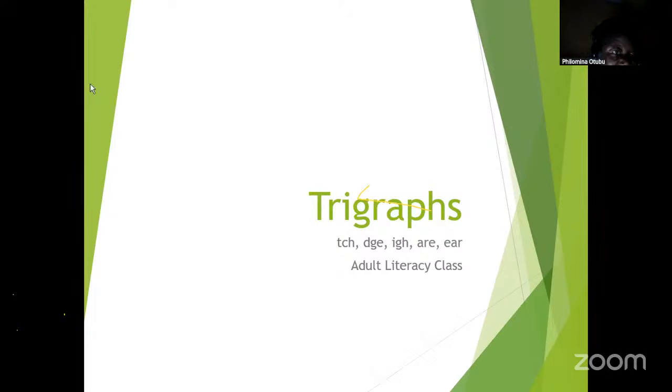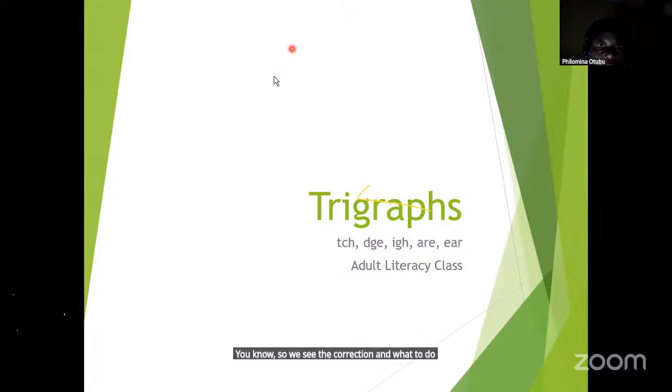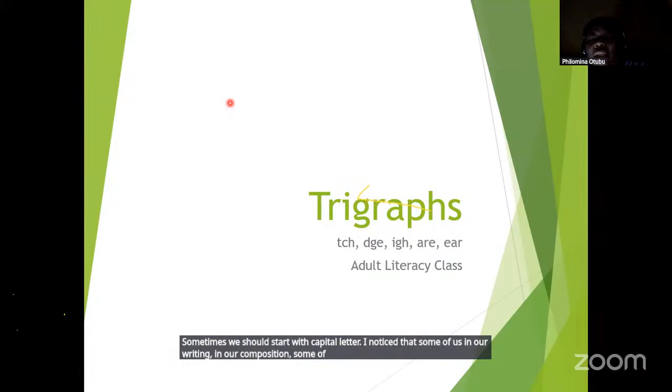So I've picked a few of our assignments that we'll just go through, so we will see the correction and what to do. I always say that whenever we want to start a sentence, we should start with a capital letter. I noticed that some of us in our composition still started with lowercase letters, which is not proper. Some of us had no paragraph at all.